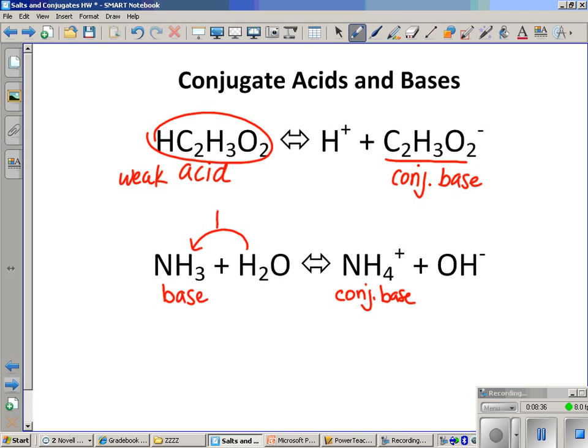Okay, so what happened was this hydrogen ion left the water and left behind the OH- from the water and then made NH4+. This right here is the base, and this is its conjugate.